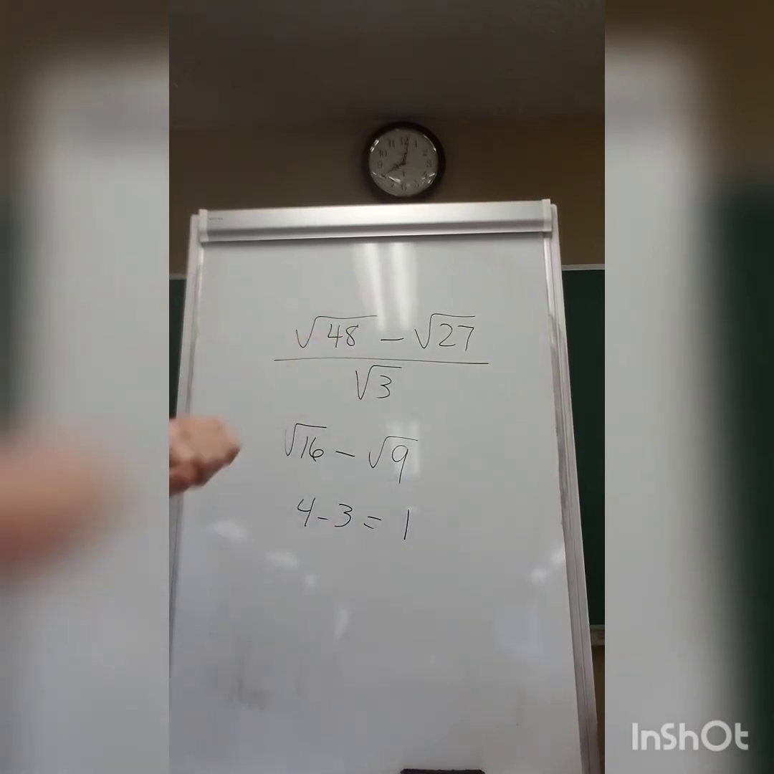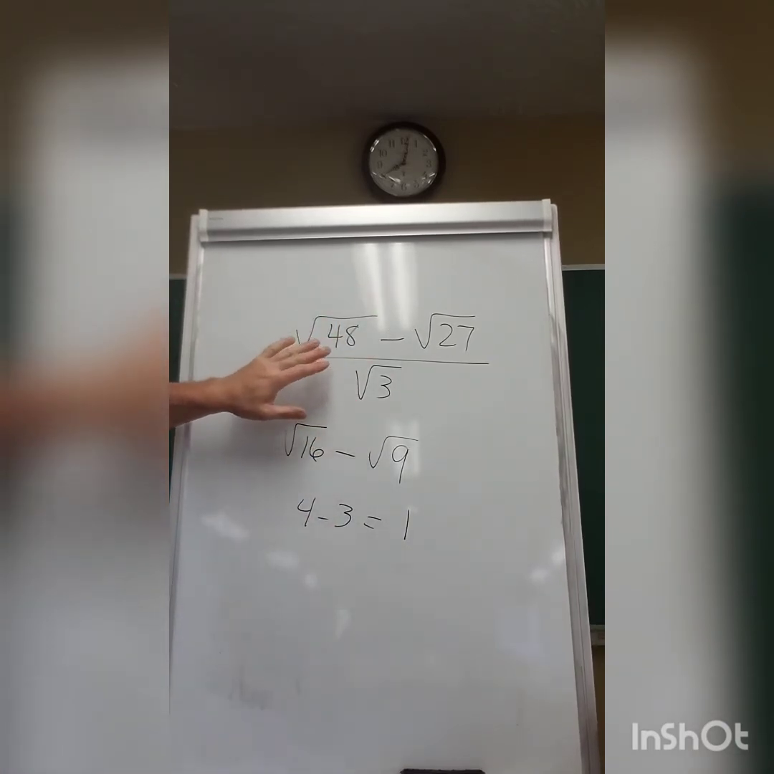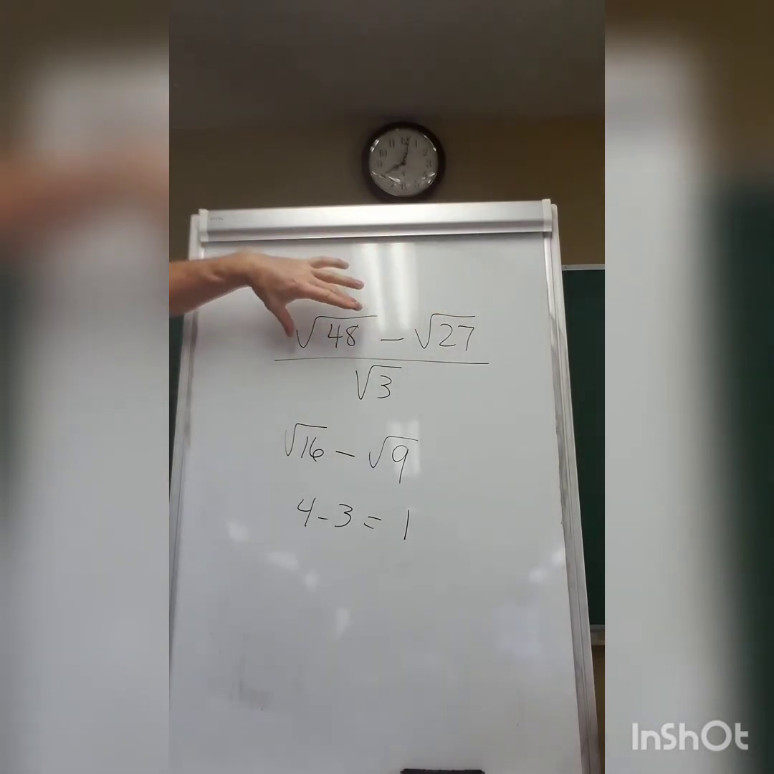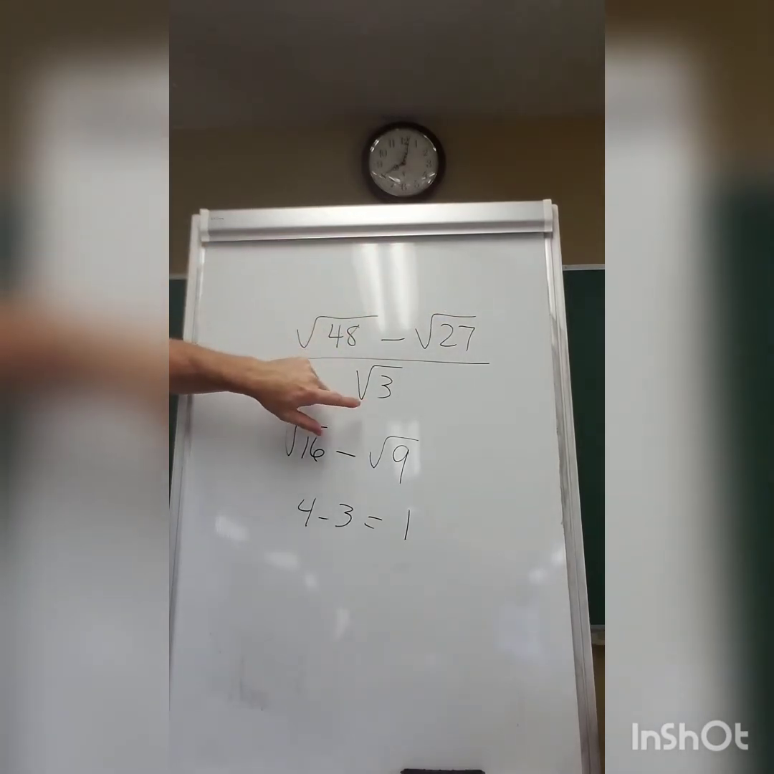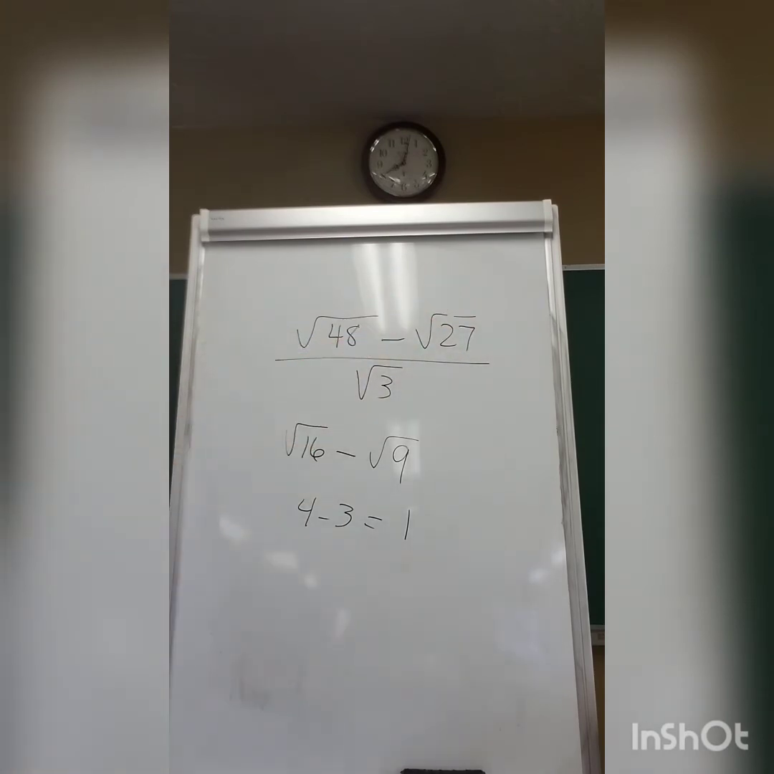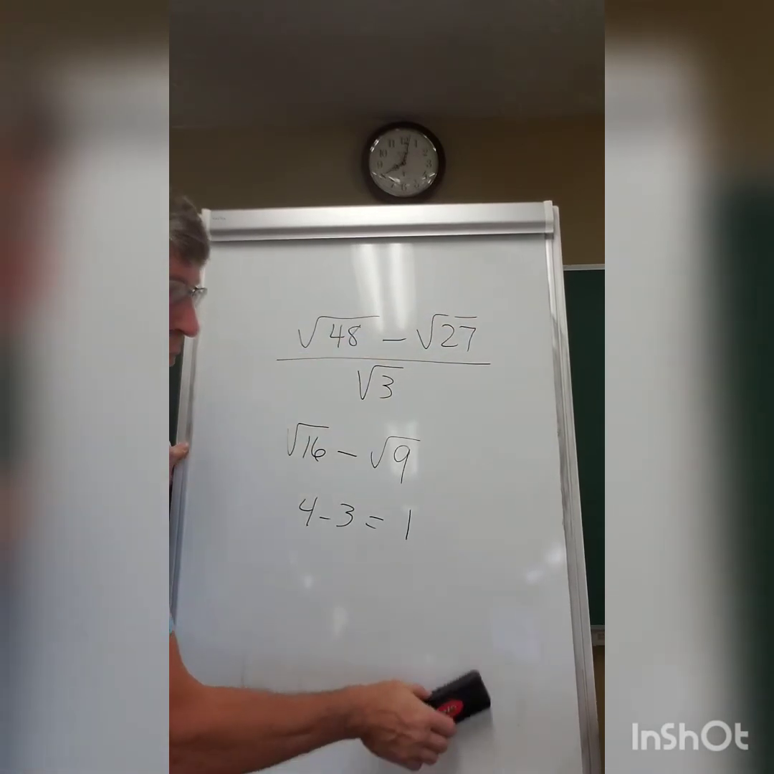So sometimes you'll have problems like that. Just remember, if you have two items on the top and only one denominator, that denominator goes for every item in the top, every numerator that's in the top, okay?